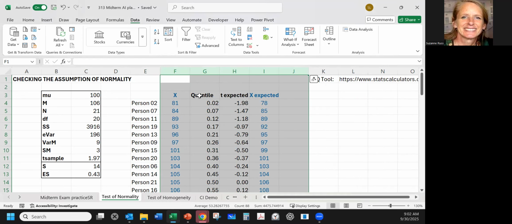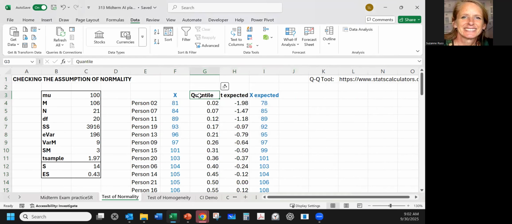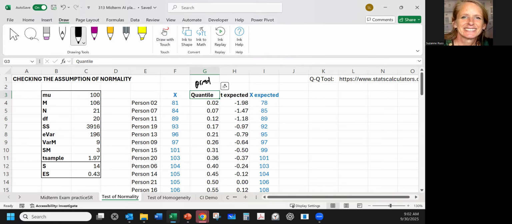So we can see the quantile here, and this is important for you to understand what these quantiles are. This is the quantile of what we would predict for a normal distribution. So it's not the quantile of this score. It's not the quantile of that score. It's the quantile for a normal distribution. If it was normal, what would be the quantile for the very lowest score?